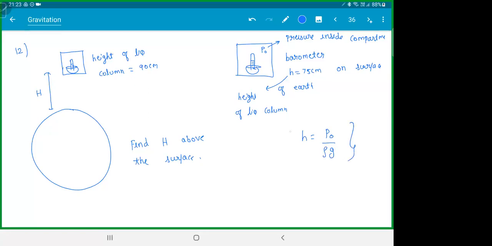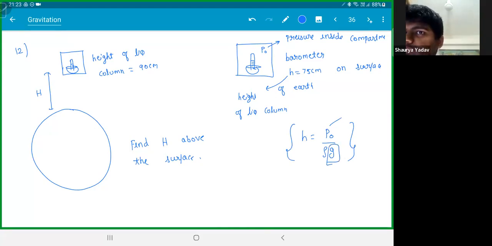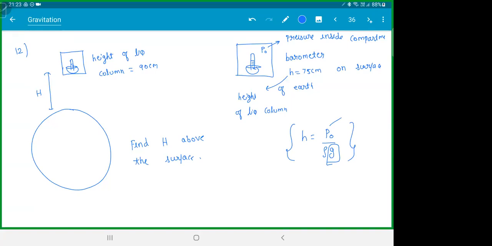So since the compartment is a closed compartment, P naught is not changing. What is changing? g is changing, right? So when you took it to a height, the gravity changed, and that's the reason the height of the column changed. So the question was, if the height of the column has become 90 from 75, up to what height have you taken it above the earth's surface?